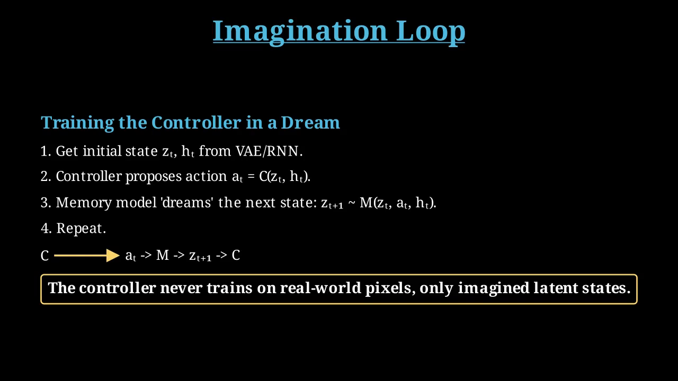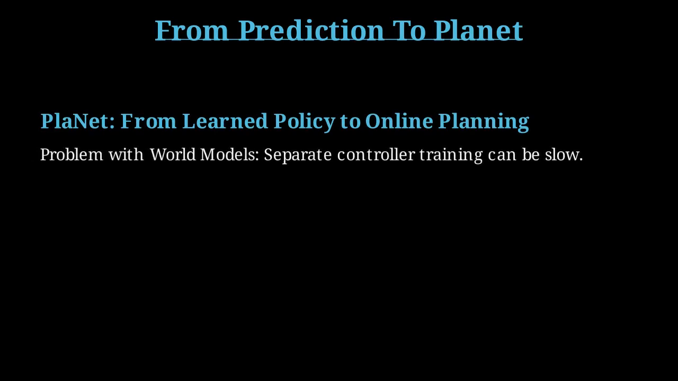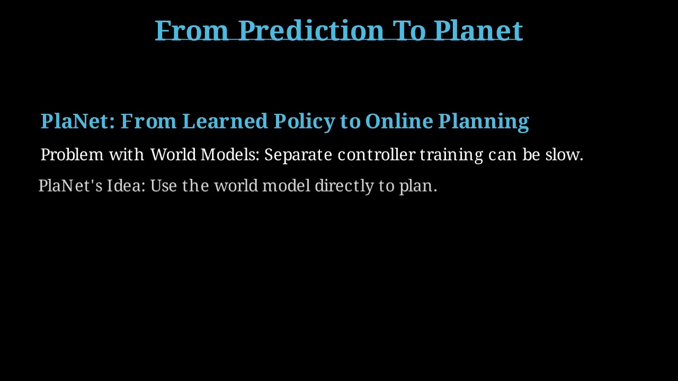This loop of prediction and action selection generates entire dream trajectories, and the controller is optimized to maximize the cumulative reward within these dreams. The original World Models paper showed the power of this architecture, but training the controller with evolution strategies can be inefficient.